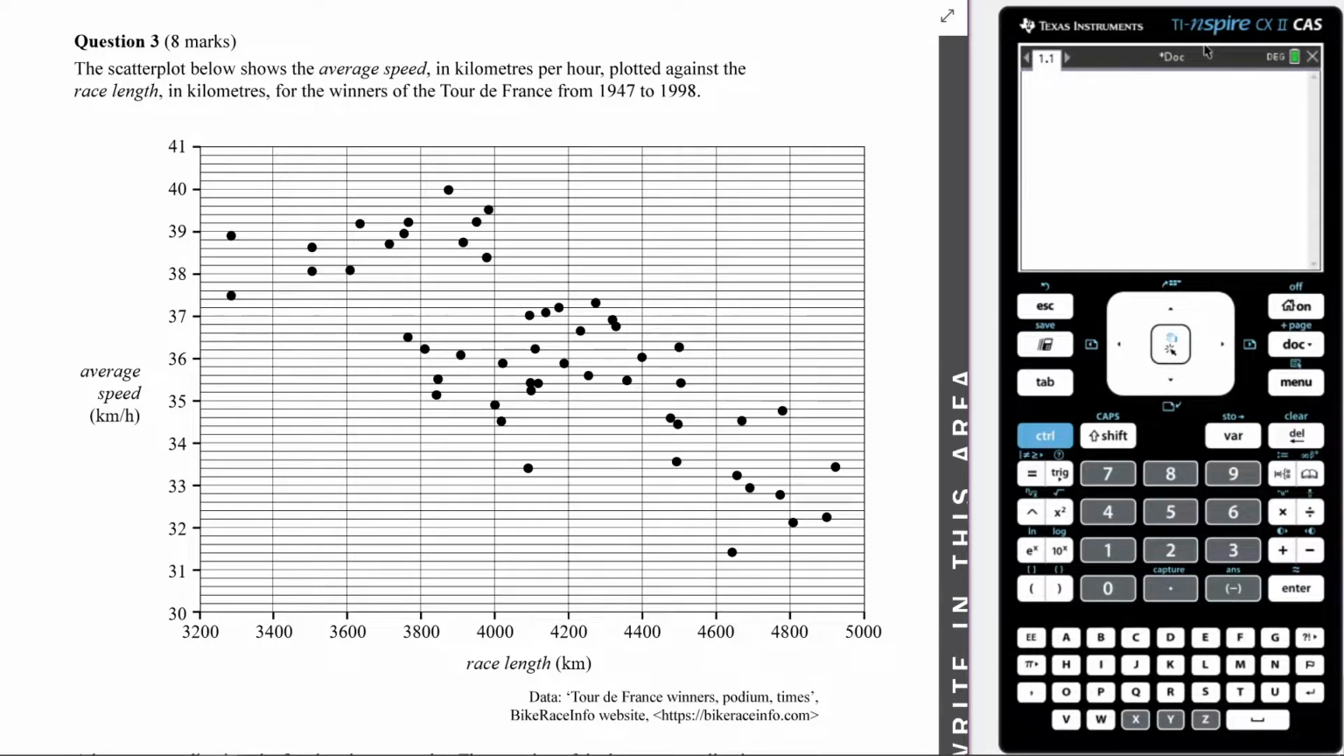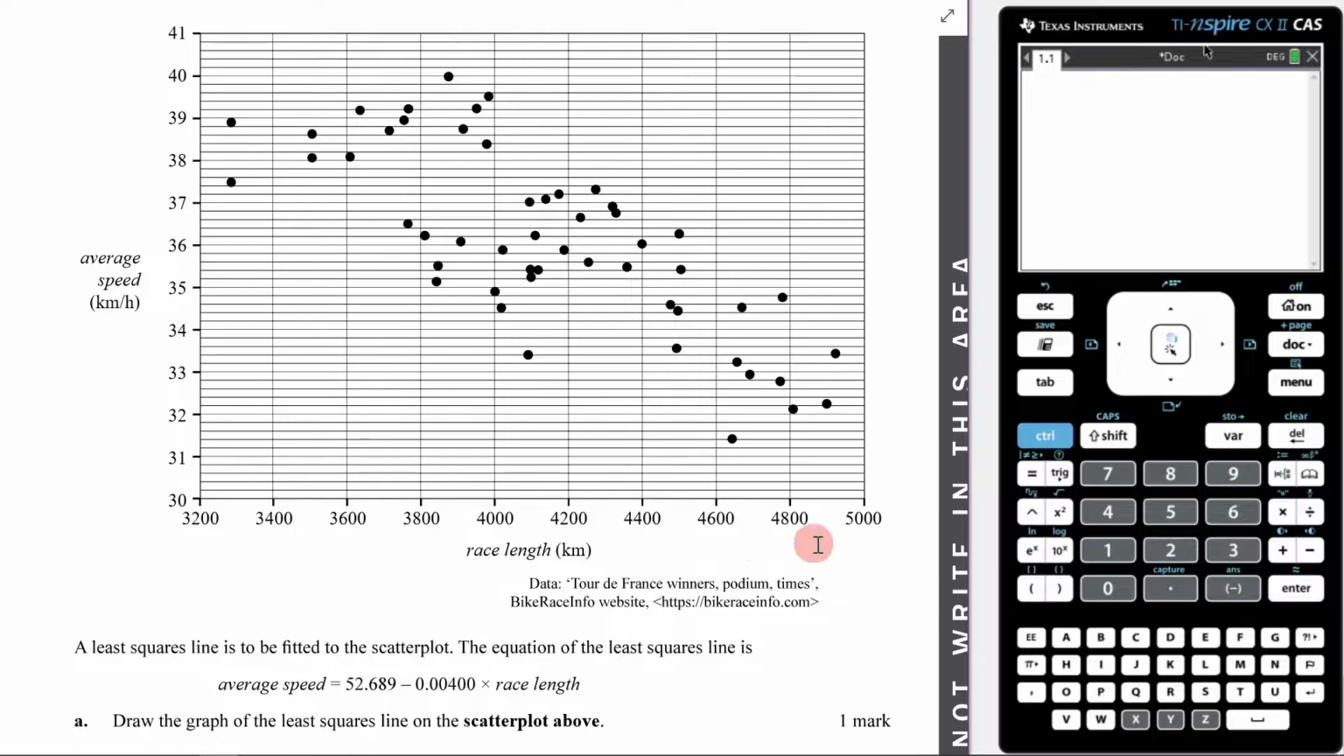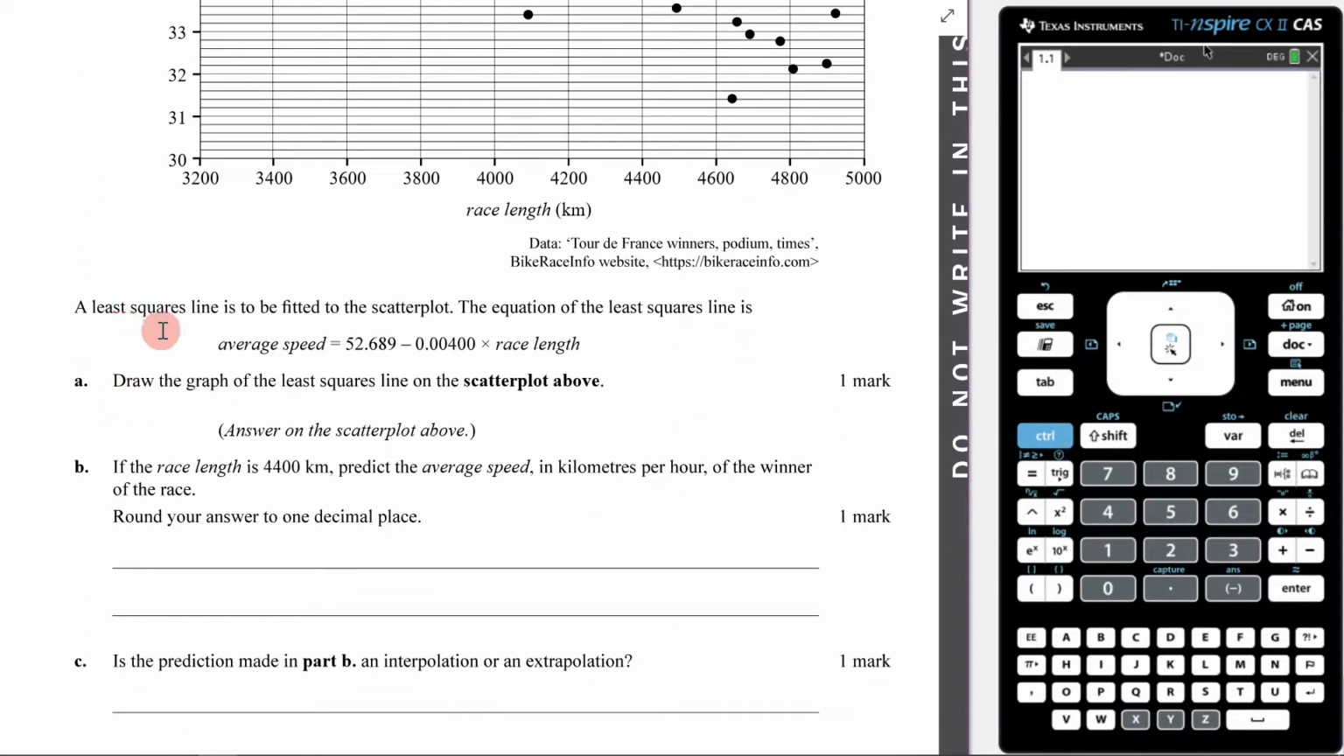All right, question 3. The scatter plot below shows the average speed in kilometers per hour plotted against the race length in kilometers for the winners of the Tour de France from 1947 to 1998. So here it is, average speed, race length. It says the least squares line is to be fitted to the scatter plot. The equation of the least squares line is this right here.